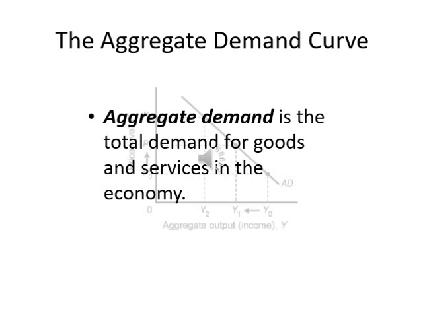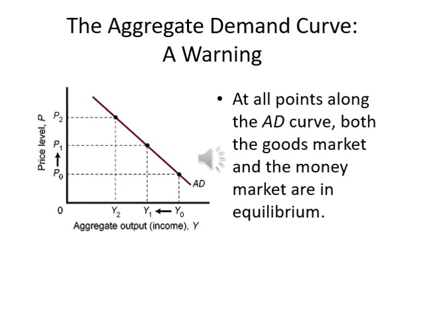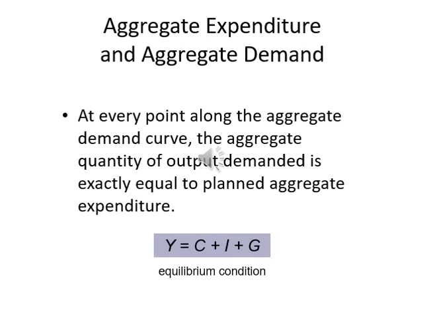Aggregate demand is the total demand for goods and services in the economy. At all points along the AD curve, both the goods market and the money market are in equilibrium. At every point along the aggregate demand curve, the aggregate quantity of output demanded is exactly equal to planned aggregate expenditure. Equilibrium condition requires Y equals C plus I plus G.